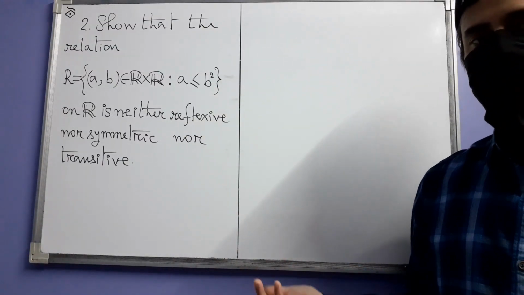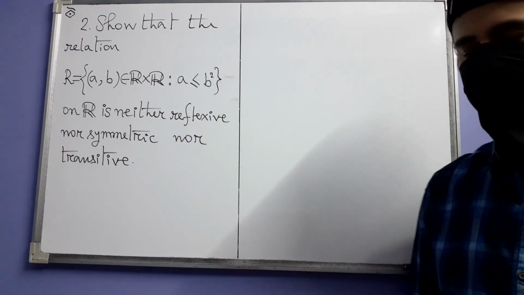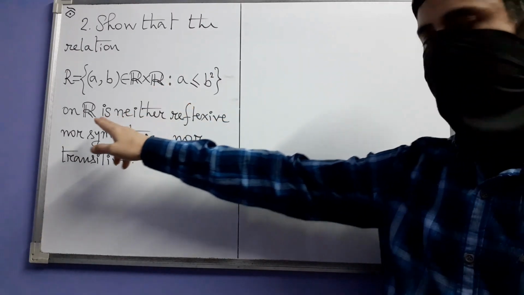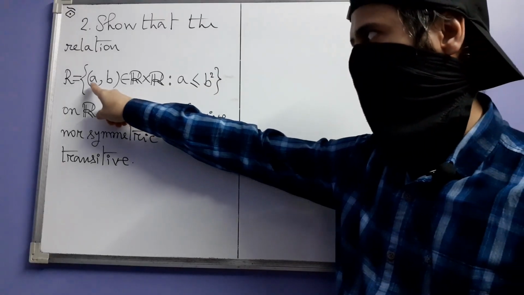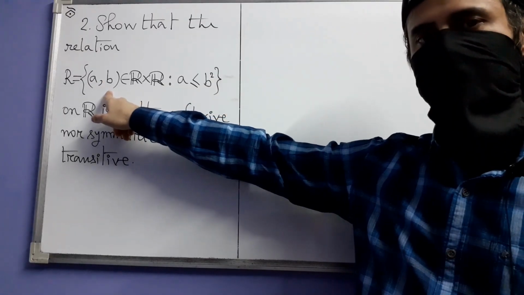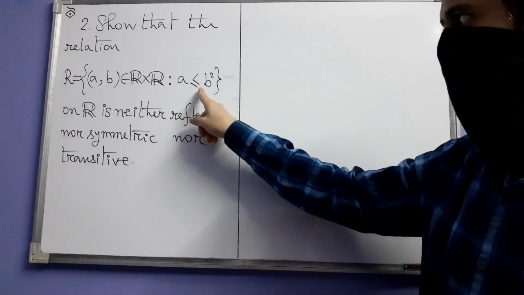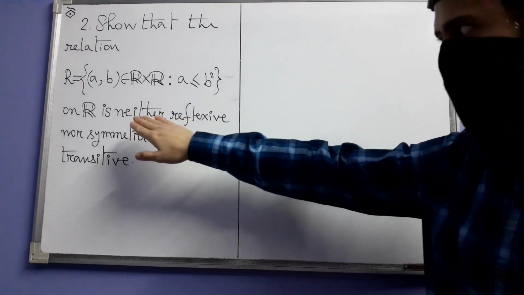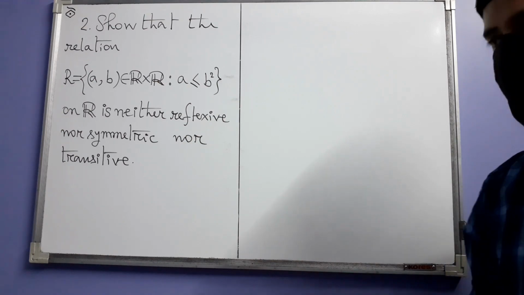So let us today start with the second exercise because we did the first one in the last video. In this second one, we have this relation on the set of all real numbers. What does this relation do? It relates the real numbers a and b. That is, under this relation, a is related to b if a is less than or equal to the square of b. We have to show that it's neither reflexive nor symmetric nor transitive. So let's see the solution.